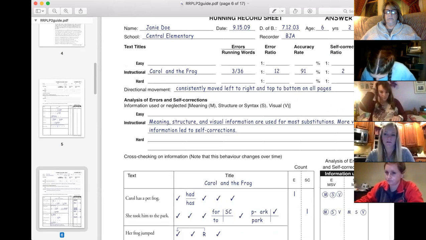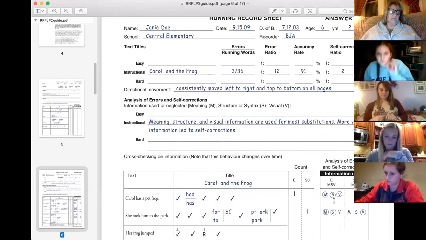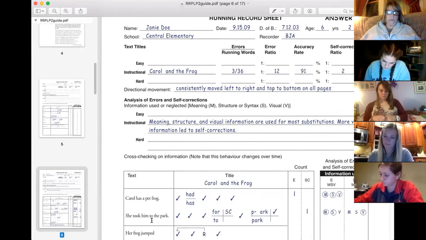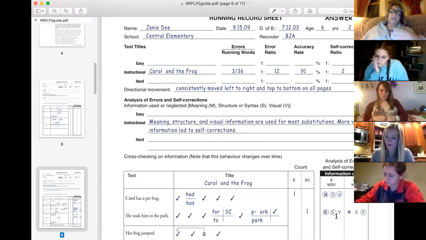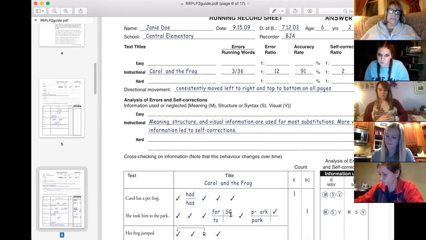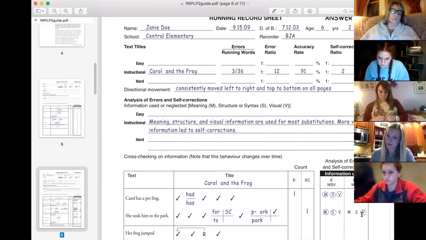So let's look at it on the first page. You had for has. I gave it all 3, MS and V, because to me they mean the same. One is just past tense, one is present tense. She took him 4. So 4, I would have given it just structure, but a lot of people would give it meaning. So M and S is fine. The child fixed it, and remember, when they fix it at the word level, it's probably visual.